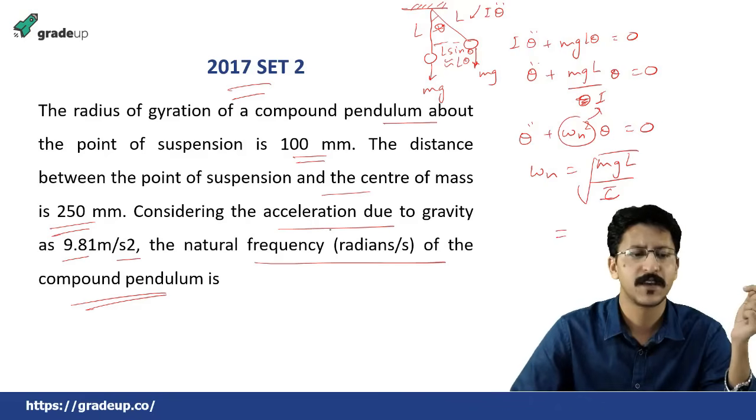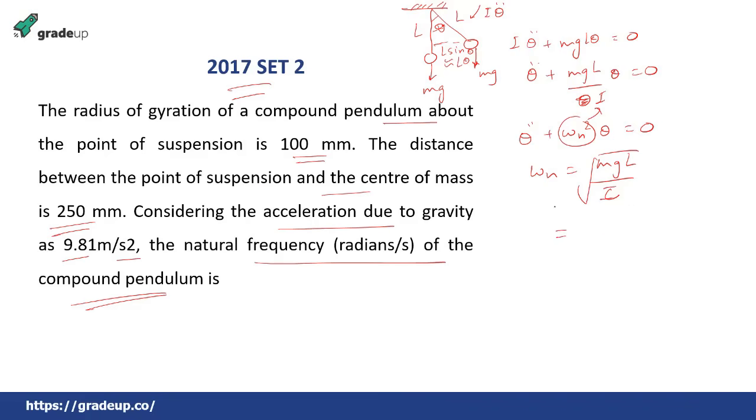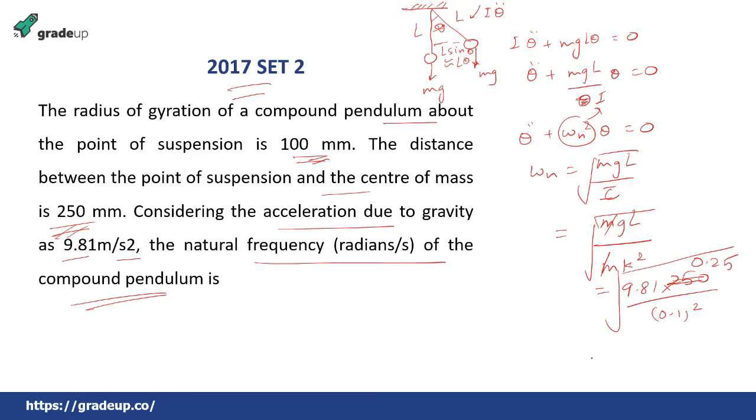The mass has not been given, no problem. Since the radius of gyration has been given, I is equal to m k square, and m and m cancel. g is equal to 9.81, and the length has been given to you as the distance from the point of suspension, that is 250 mm, which we need to convert to 0.25. And k has been given as 100 mm, so this will be 0.1 square, and the root over of this, if you find it out, you will get the answer 15.66 radian per second.